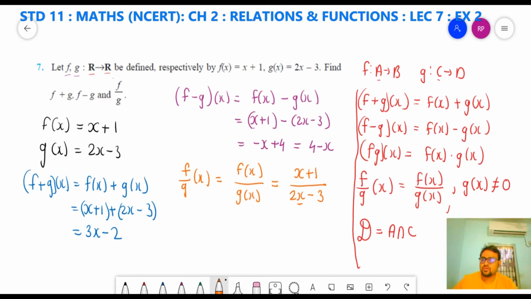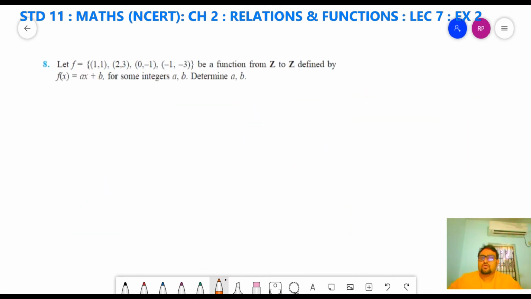Now let's move to the next, that is question number 8. Let f, given as the ordered pairs (1, 1), (2, 3), (0, -1), (-1, -3), be a function from Z to Z defined by f(x) = ax + b for some integers a and b. You have to determine a and b.